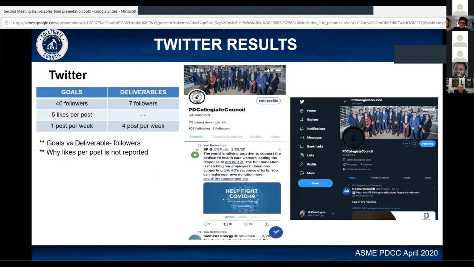Perfect. As far as the goals and deliverables for Twitter, we had originally set these goals at the beginning. The 40 followers, unfortunately, we were not able to meet. When we started, we had anticipated the 20 members we inducted into the Collegiate Council this year would all be followers. But whether they didn't hear about it or they don't have Twitter, we weren't able to have that original buffer. And this was the first year the Twitter social media was created, so we're hoping it will grow in the future, as we have seen with LinkedIn and Facebook.